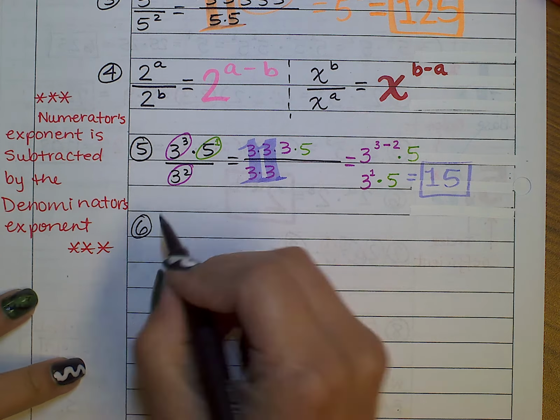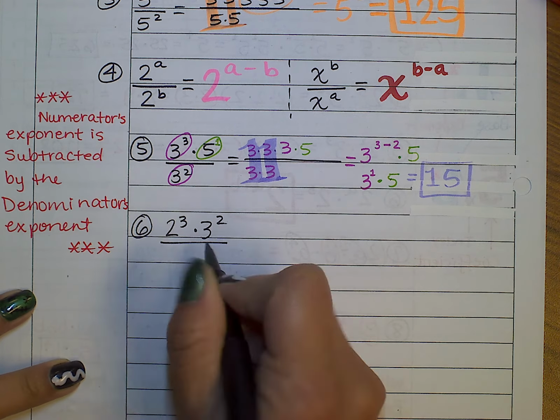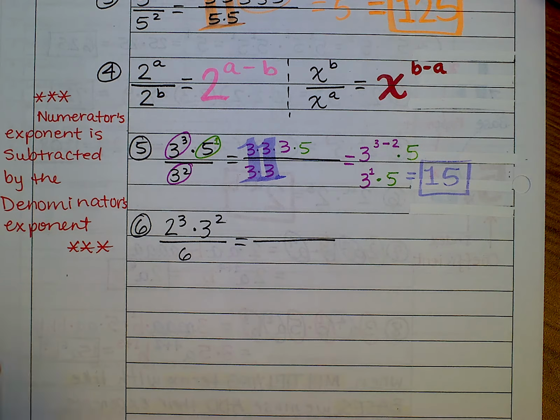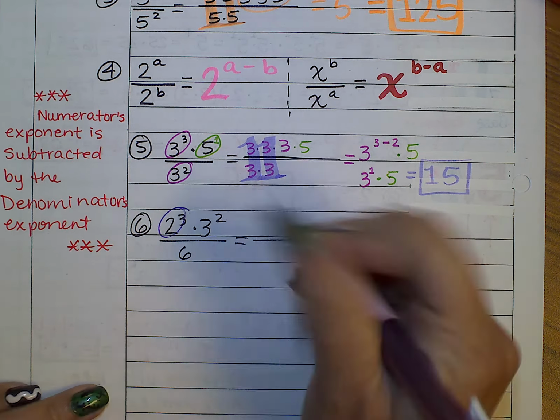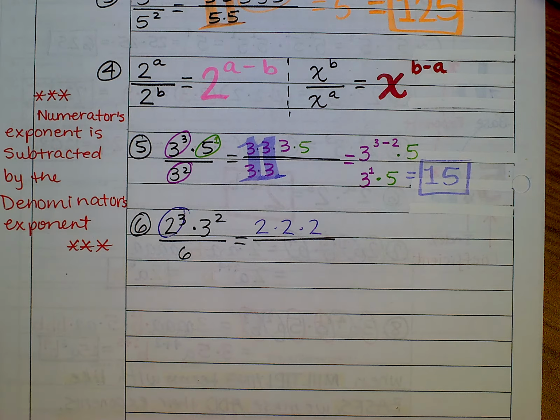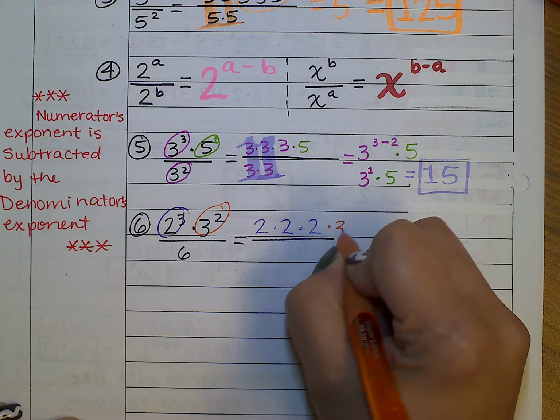Last example, number 6, I have 2 cubed times 3 squared over 6. And I think this is where you guys are having some difficulty with your assignment. So I'm going to go ahead and factor this out here, or expand it out. So I have, let's see here, 2 times 2 times 2, and 3 times 3.